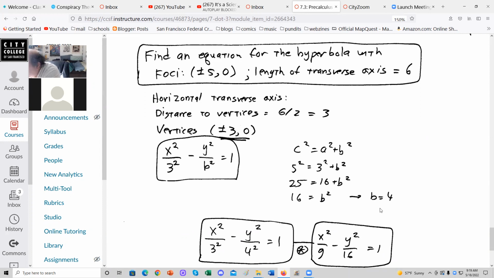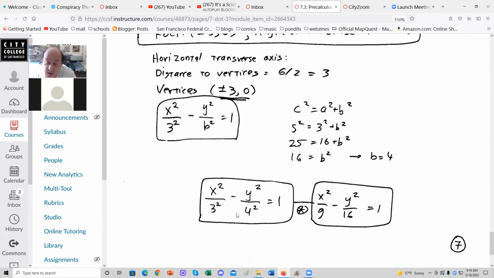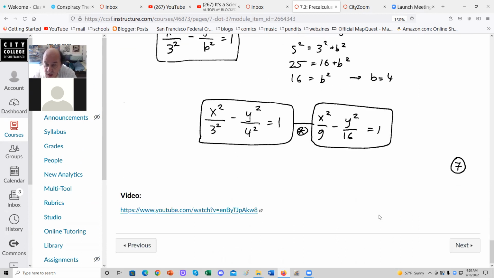25 equals 9 plus b squared. My error. So I'll have to change this in the canvas. My apologies. But okay, this is still valid. x squared over 3 squared minus y squared over 4 squared equals 1, or in other words, x squared over 9 minus y squared over 16 equals 1, and that does the job. Okay. All right. So I have a definite change to be making. All right, then. Okay, that concludes that part.